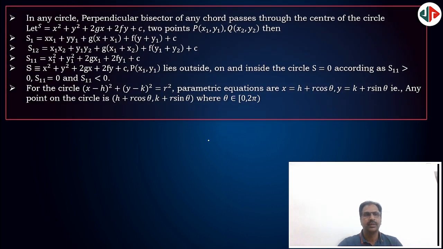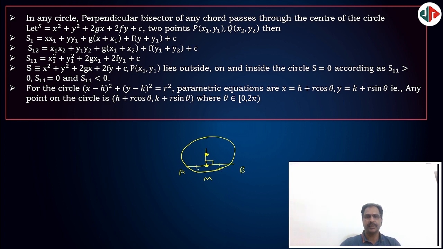Next, in any circle, the perpendicular bisector of a chord passes through the center. AB is a chord. What is the meaning of perpendicular bisector? Bisector means it should divide that chord into 2 equal parts, and hence it should pass through the midpoint, and it should be perpendicular to it. So this is known as the perpendicular bisector of chord AB. It always passes through the center of the circle.